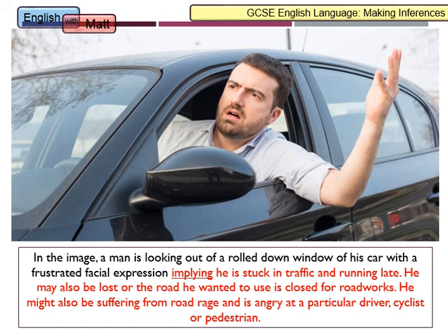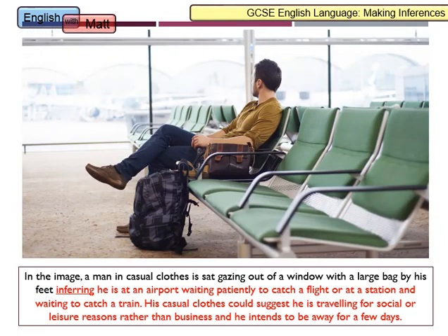And finally, the man in the airport or in the terminal. In the image, a man in casual clothes is sat gazing out of a window with a large bag by his feet. That's the evidence. Inferring, he is at an airport waiting patiently to catch a flight, or at a station waiting to catch a train. His casual clothes could suggest he is travelling for social or leisure reasons rather than business, and he intends to be away for a few days. Again, the red there is the inference. It's our logical interpretation by reading between the lines.